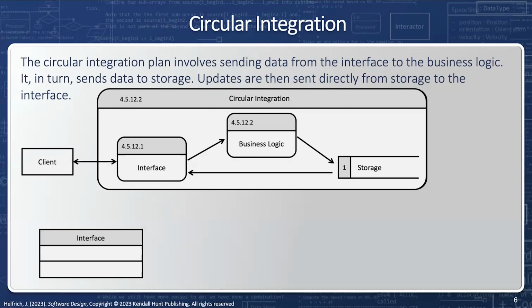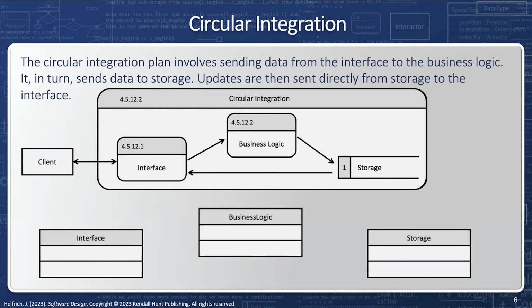So once again, we're going to have the interface as a class, the business logic as a class, and the storage as a class. Now, the interface is going to have an instance of business logic, probably a reference, but it could be composition. It doesn't matter which. And it's going to have exactly one. And the business logic is going to have a reference to storage. It could be one, it could be many, it could even be composition.